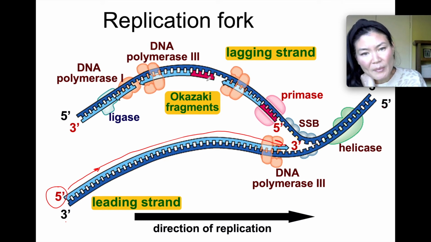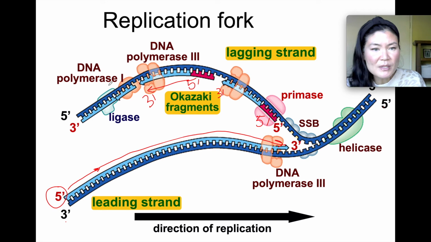And so primer was set down. Primase set down a primer, and then from there, DNA polymerase was adding to the 3' end. So this is the 5' end, this is the 3' end, okay? This is the 5' end, this is the 3' end. So you have primase setting down a primer, and then DNA polymerase 3 can add to the 3' end.